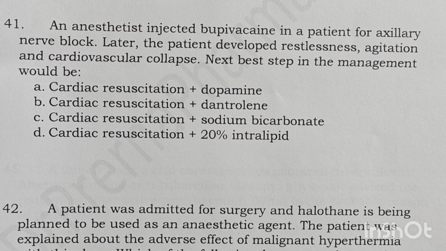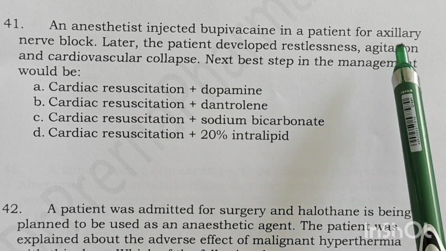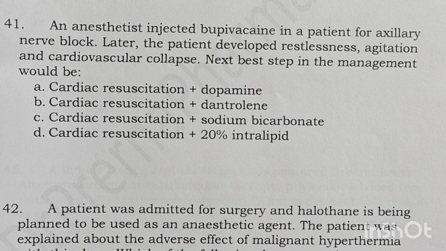Next, an anesthetist injected bupivacaine in a patient for axillary nerve block. Later, the patient developed restlessness, agitation, CV collapse. Next best step in the management. So, the patient was given bupivacaine for axillary nerve block and developed restlessness, agitation, cardiovascular collapse. So, what is the next step in the management?